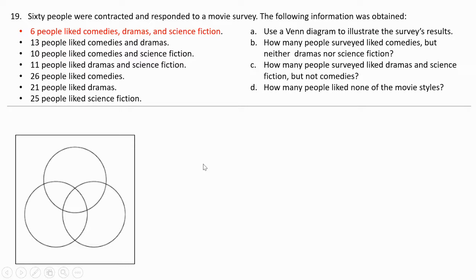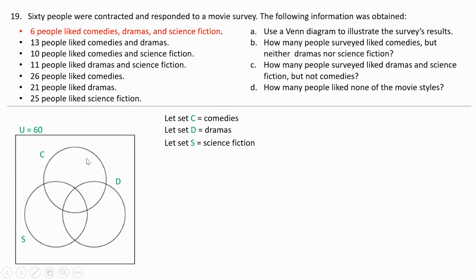There it is. Here, guys, my universal set is 60. Why? Because there are 60 people total. So now, let capital C correspond to comedies. There's my C. Let D stand for the people that like dramas. There's my D. And let S stand for science fiction movies.